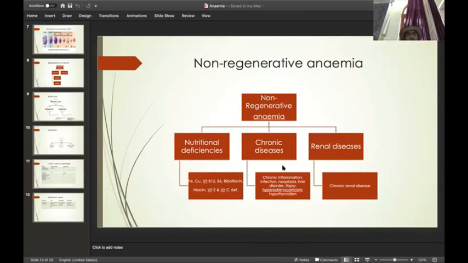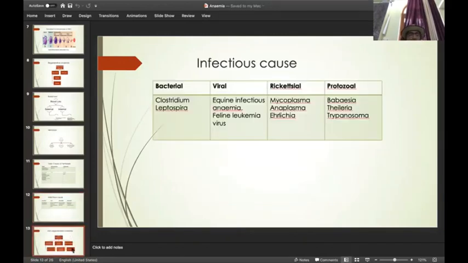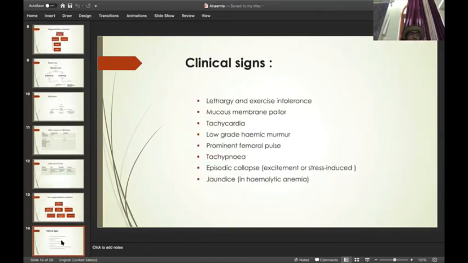Now, in case of chronic diseases: chronic inflammation, infections, especially neoplasia, liver disorder, hypoadrenocorticism, and hypothyroidism. These are the chronic diseases in which there is a chance of non-regenerative anemia. And the renal cause, the most important cause, is chronic renal failure. So these are certain diseases responsible for non-regenerative anemia.